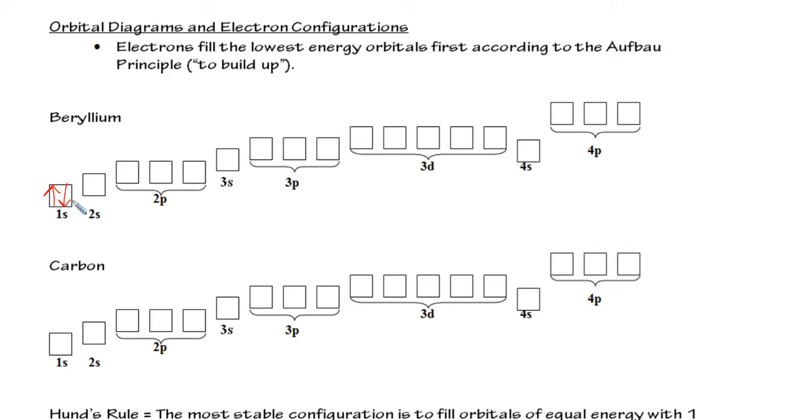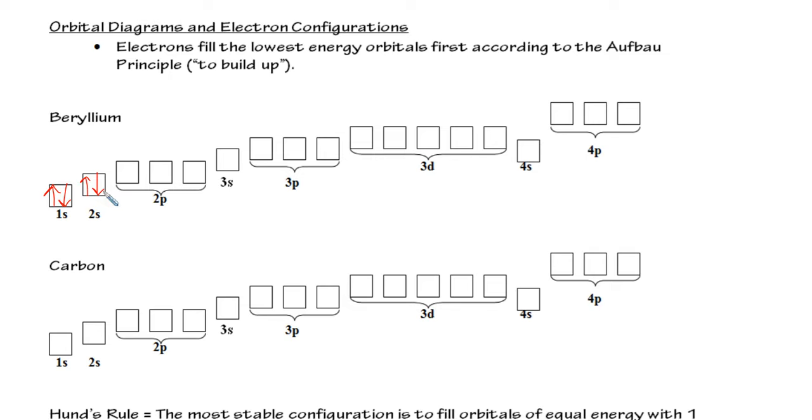Next, I go to the 2s. The 2s orbital can hold 2 electrons. They would spin opposite. There we go. Here's the 4 electrons in beryllium. 2 of them in the 1s, 2 of them in the 2s.